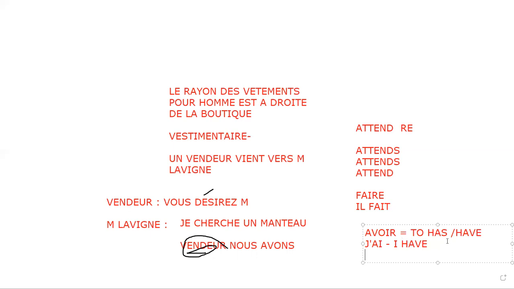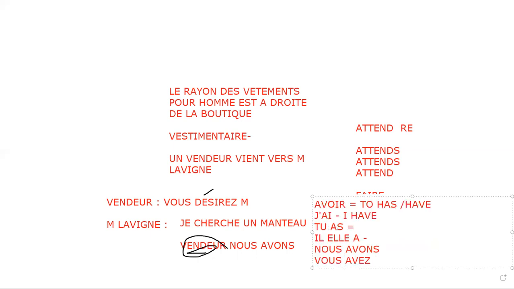So what to say I have? J'ai. What to say you have? Tu as. What to say il, elle? Il, elle, a. He, she has. What to say nous? Nous avons. We have. What to say vous? Vous avez. You have. What to say ils, elles? Ils, elles ont. They have. Is it clear to you? Yes, sir.